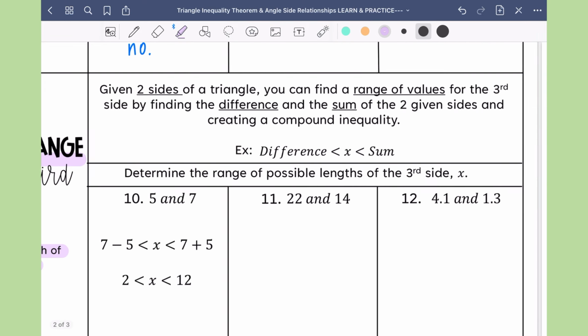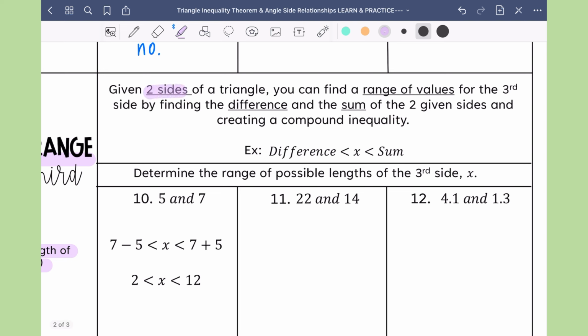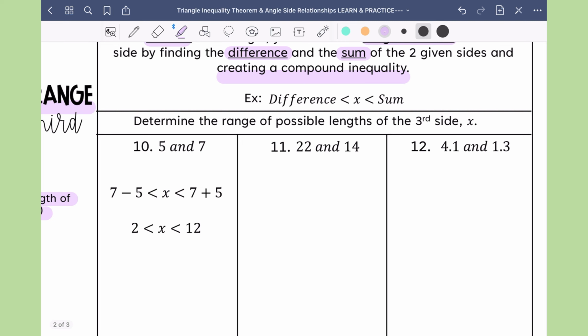So it says, when I give you 2 sides of a triangle, you can find a range of values for the third side by finding the difference, which means subtract, and the sum, which means add, of the 2 given sides and creating a compound inequality. If you don't know what that is, here's an example of a compound inequality, and this is exactly how we're going to set it up.